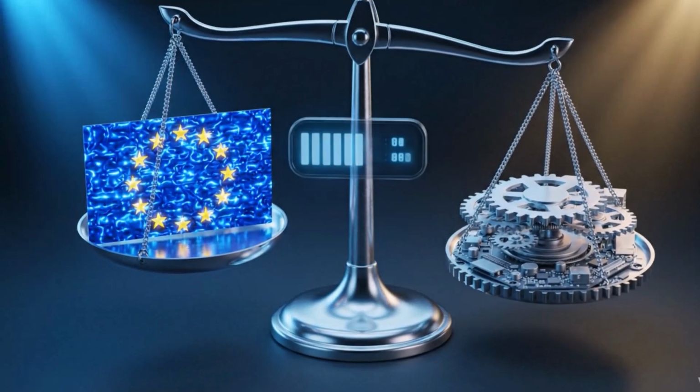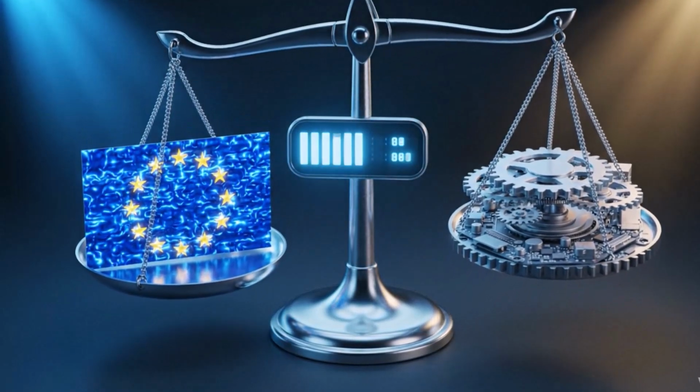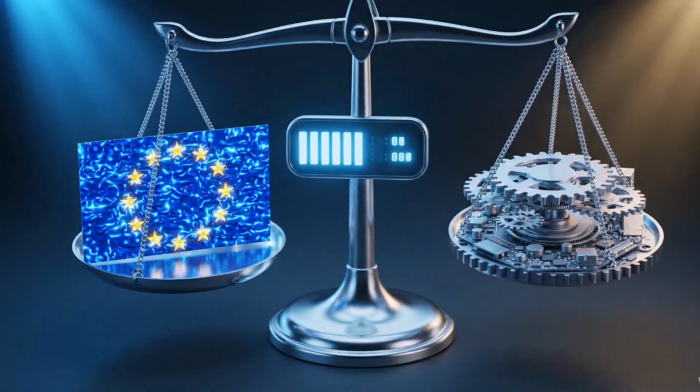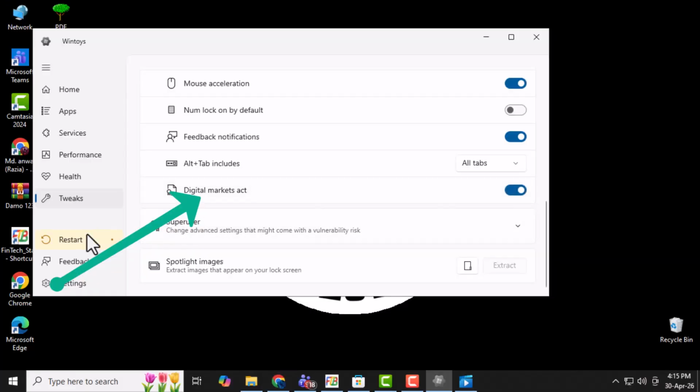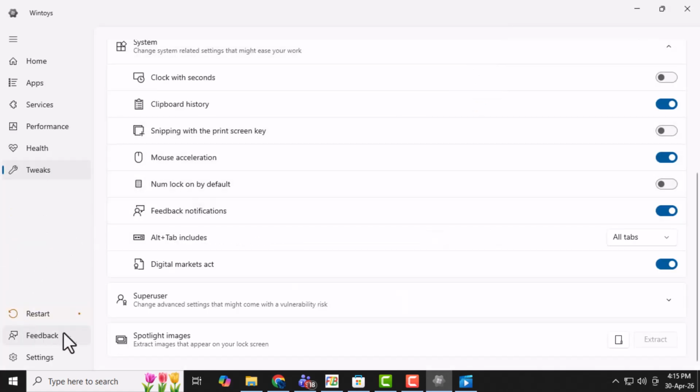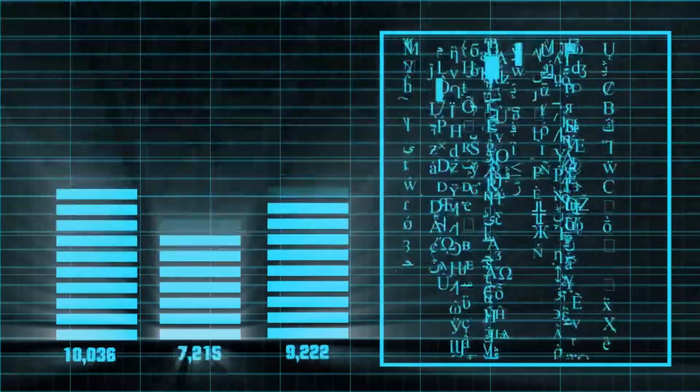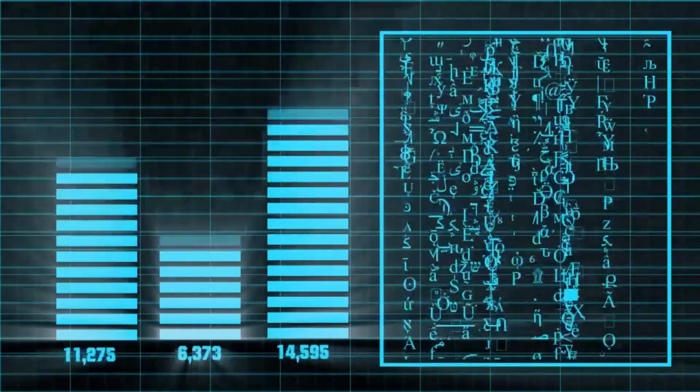Deleting Edge is legal there. We will make the PC think we are in Europe. A trick. Find the Digital Market Act. Turn the toggle on when you find it. It takes a few seconds. It puts Windows into EEA region mode. The uninstall button becomes visible. An amazing clean trick. You will be surprised.